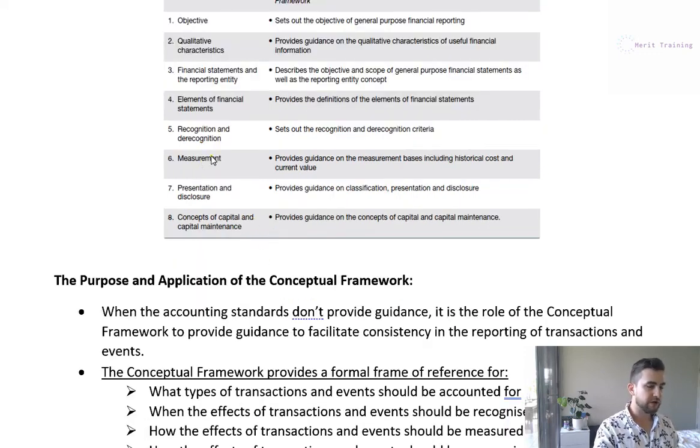Derecognition and recognition and measurement. So when you actually get to the transactions, let's say you've got a property, for example. Once you actually purchase a property, how do you actually account for it? Well, basically you have to recognize it initially, put it on your books initially, and there might be derecognition as well. For example, if you sell it or if you write it off or whatever it is. So how do you actually do that? Why do we do that? And then measurement as well.